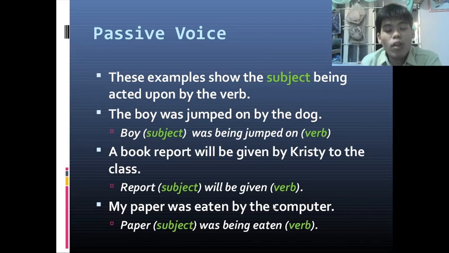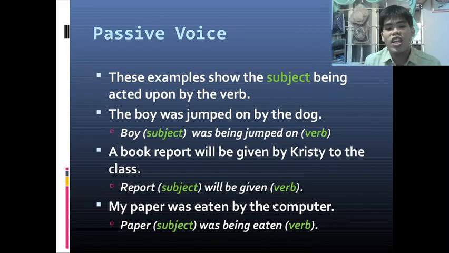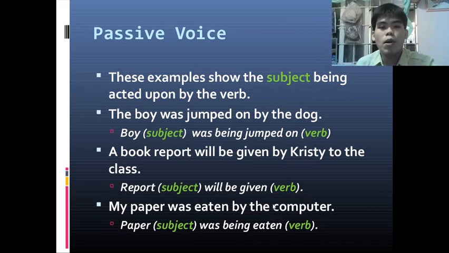Next, a book report will be given by Christy to the class. So, is the book report going to give? No. The book report will be given. So the book report will receive the action that it is going to be given to someone. It is not that the book will give something. No. So next, my paper was eaten by the computer.